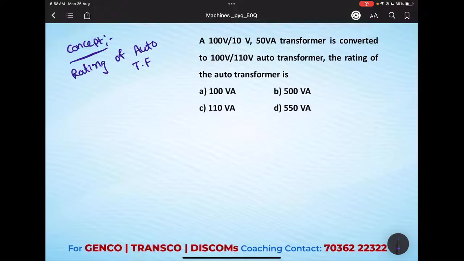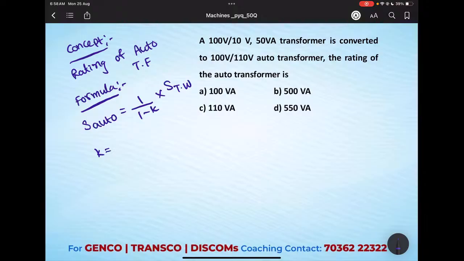I already explained in the previous sessions some formulas we need to remember for calculation of rating of auto transformer. What is that? S auto equal to 1 by 1 minus K into S two winding transformer, where S is the rating. And what is K? K is the percentage tapping. What is the formula for this? LV divided by HV.